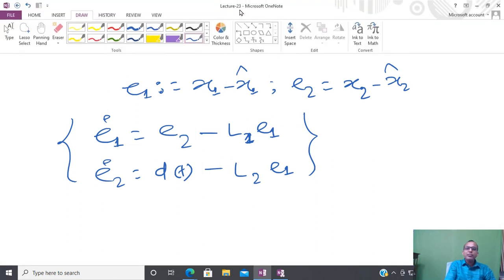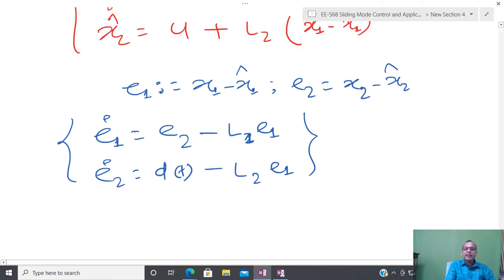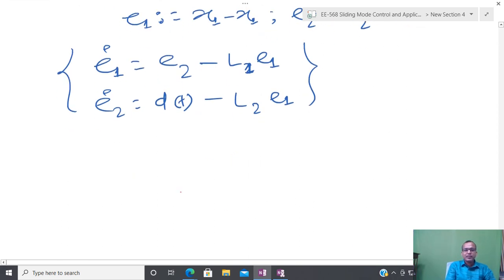Now could you please comment: is it possible to show that E1 and E2 both tend towards 0? Anyone? Is it possible to comment? And if not, then why?